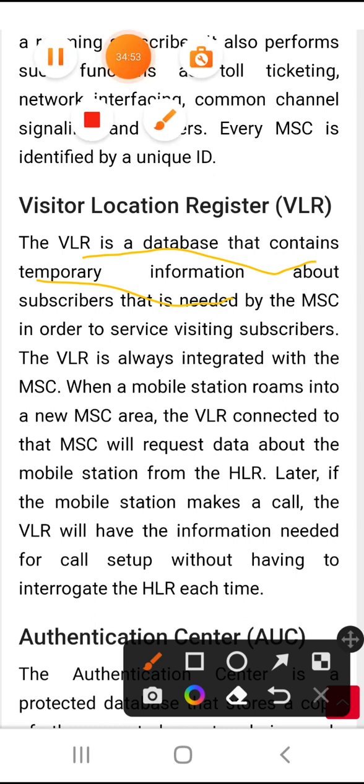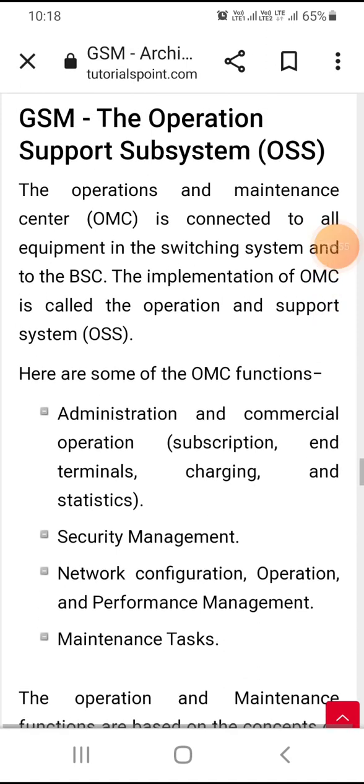Now the support system of GSM. The operation and maintenance center, OMC, is connected to all the equipment in the switching system and the BSC. The implementation of the OMC is called the operation and support system. Some of the OMC functions are administration and commercial operation, such as subscription, terminal, charging, and statistics. They also help in security management, network configuration, operation and performance management, and maintenance tasks.